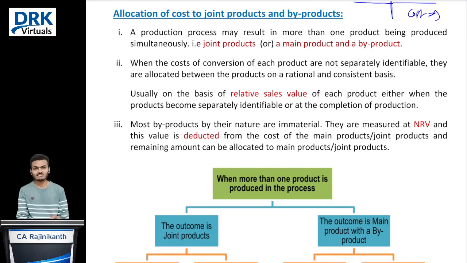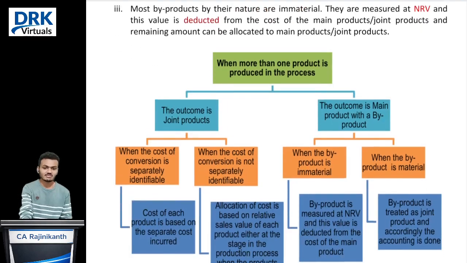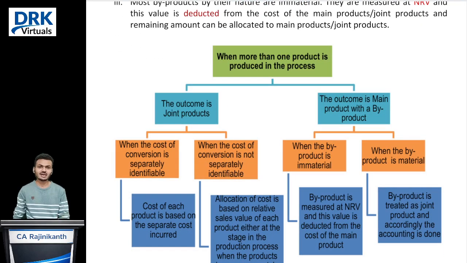And the next one is allocation of cost to the main products and byproducts. Suppose our manufacturing process results in only main products. In that case, if the cost we have incurred can be separately identified for each product, we can take that separate cost. If we cannot identify the cost specific to each product, in that case, allocate that cost on the basis of the relative sales value of those main products. Clear?